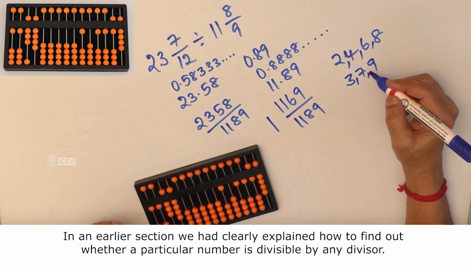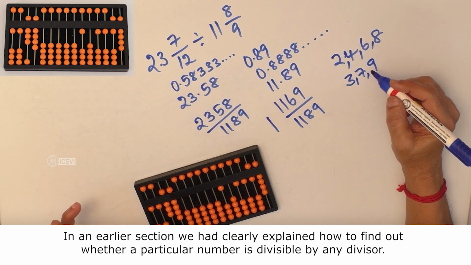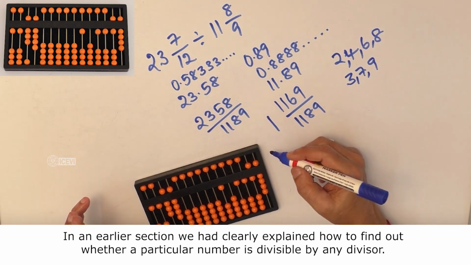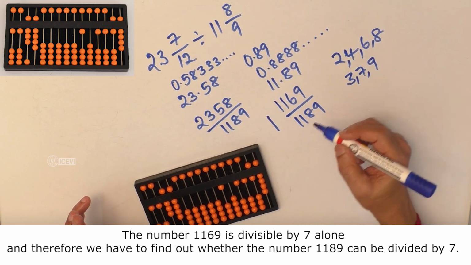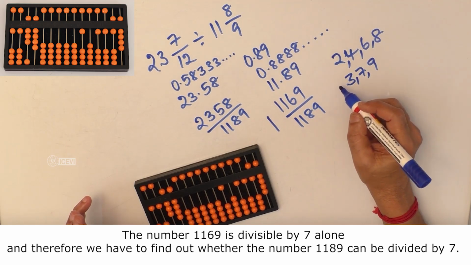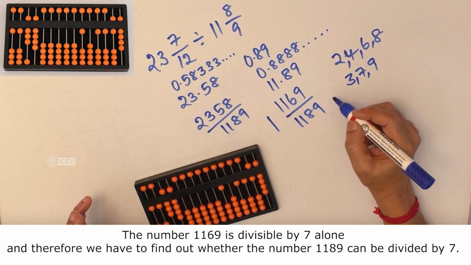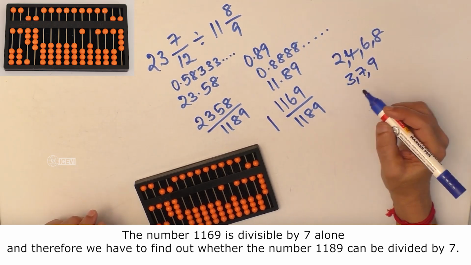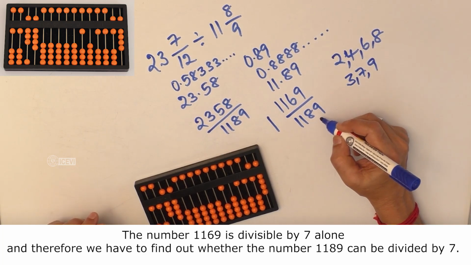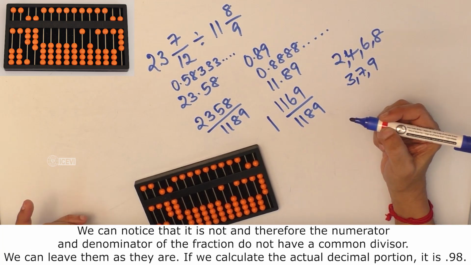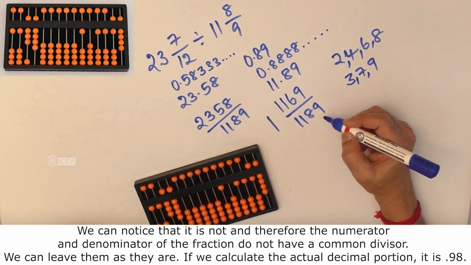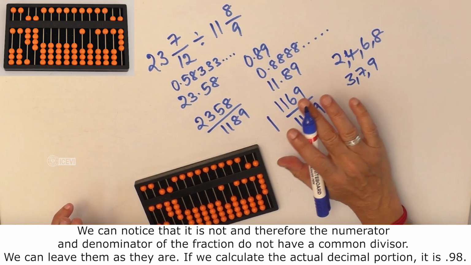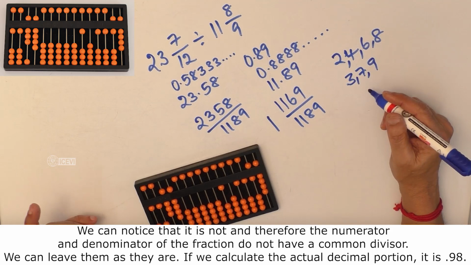In an earlier section, we had clearly explained how to find out whether a particular number is divisible by any divisor. The number 1169 is divisible by 7 alone, and therefore we have to find out whether the number 1189 can be divided by 7. We can notice that it is not, and therefore the numerator and denominator of the fraction do not have a common divisor. We can leave them as they are.